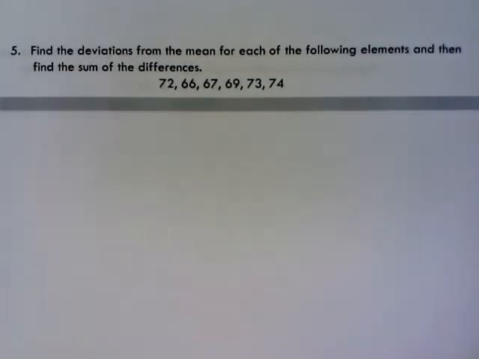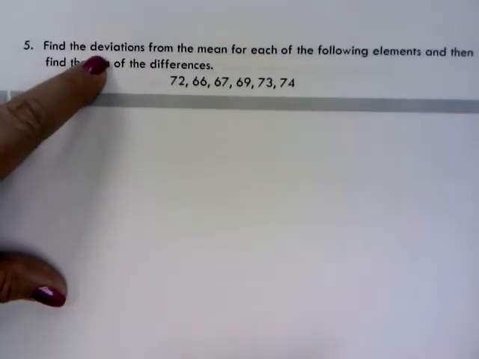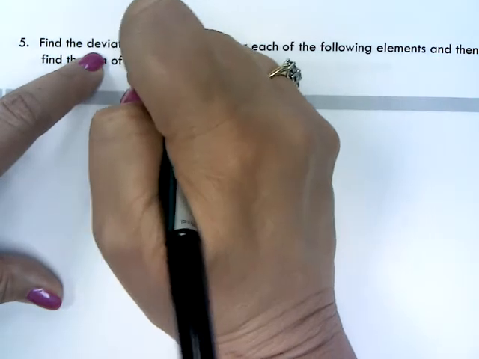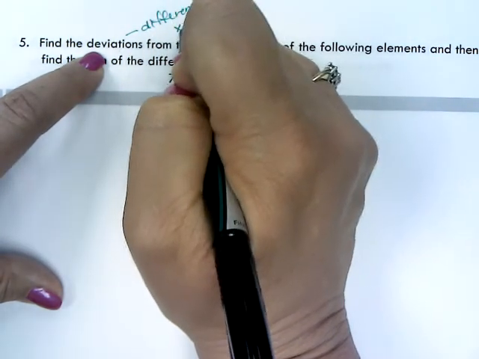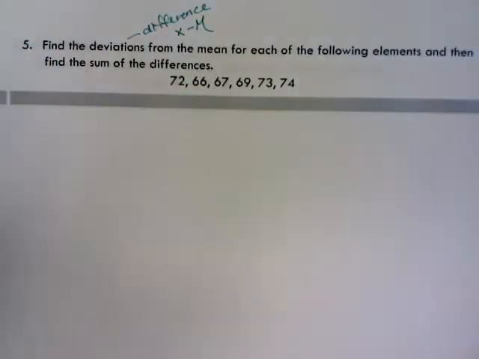Alrighty, number 5. Moving right along. Number 5 says to find the deviation from the mean for each of the following elements. Then find the sum of their differences. Okay, so first, the deviation. Deviation means the difference between the data point minus my mean. That is a deviation. You need to know that. That's that piece of the formula that keeps getting used.